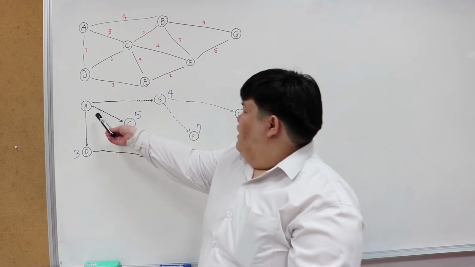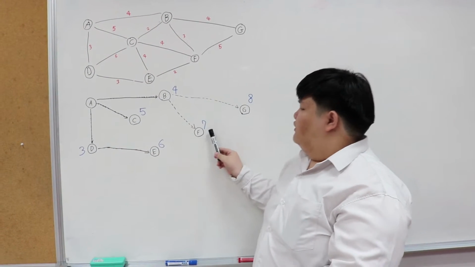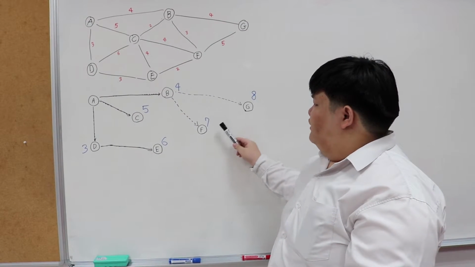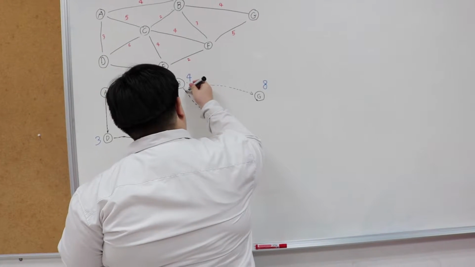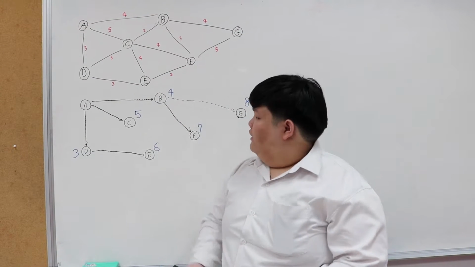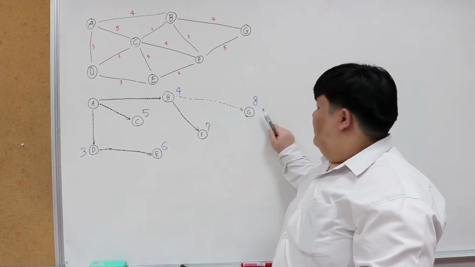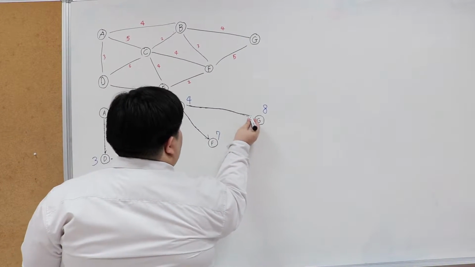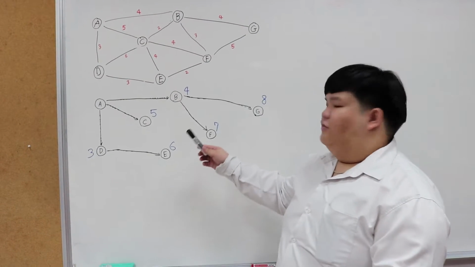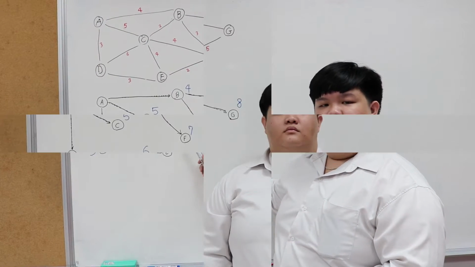Next, we have A to B to F and A to B to G, with the costs 7 and 8. 7 is the lowest one, so we will go with this. Now we have one path left, which is A to B to G, with cost 8. And after we finish those steps, we will get the lowest cost tree, as in the result of the picture.